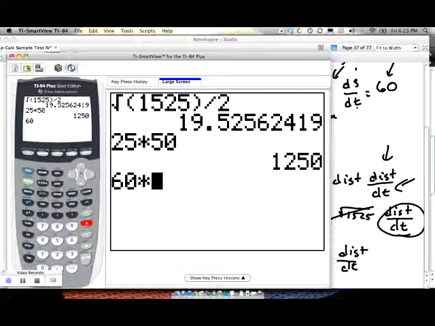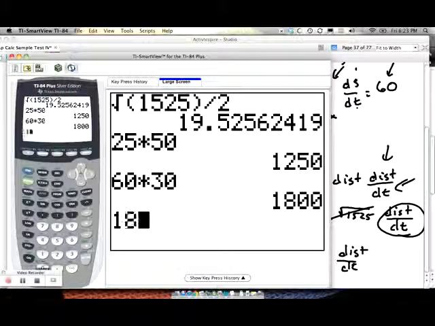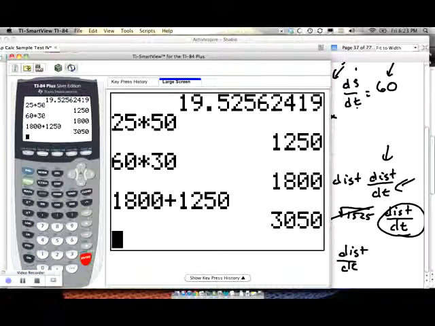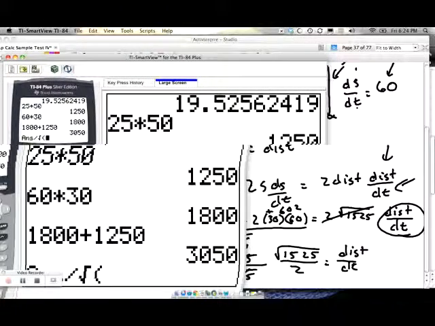I'm not really trusting myself right now. So we got 1250 plus 1800, so that's 3050. I do think I'm a little bit off here. So it's those things divided by the square root. Where's the square root? Can't think. Oh, here we go. Square root of, what was it, 1525? Yeah, 1525.